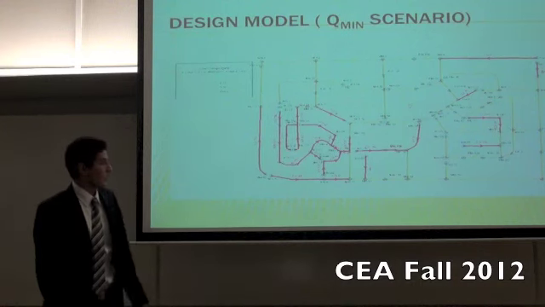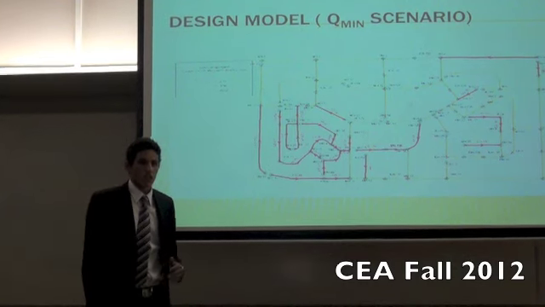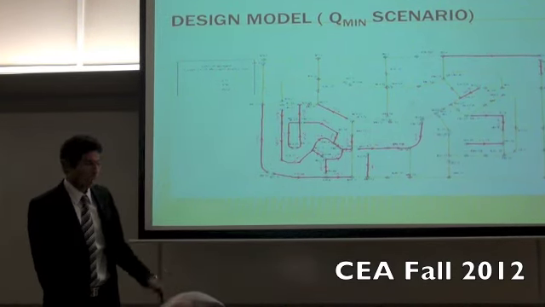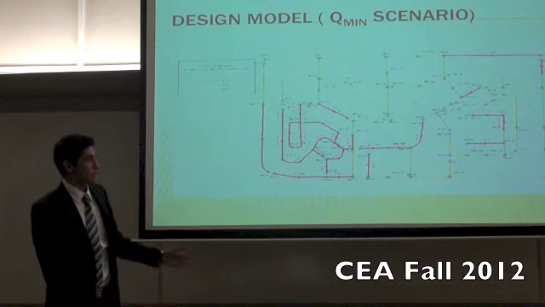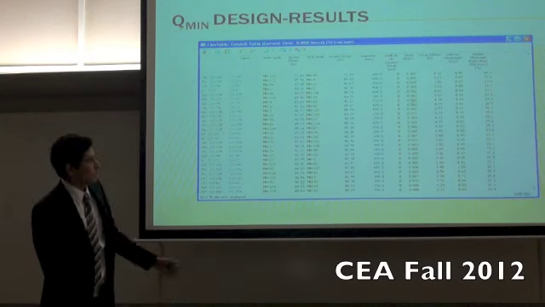This is for the minimum scenario. The number of sewers with velocity less than the minimum increased, because this usually occurs at night time when there is little discharge. And these are the results obtained.